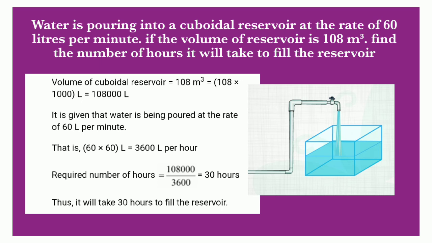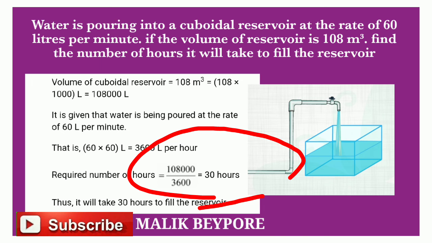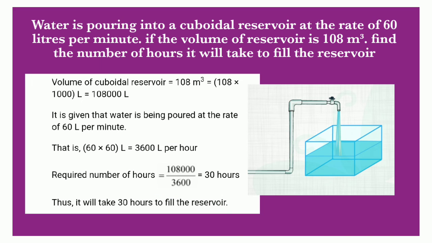Okay. So we need to find the number of hours it will take to fill the reservoir. So required number of hours is equal to 1,80,000 divided by 3,600 is equal to 30 hours. That means it will take 30 hours to fill the reservoir.